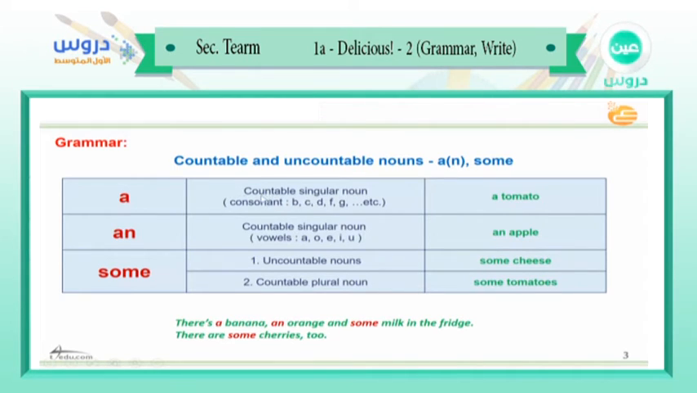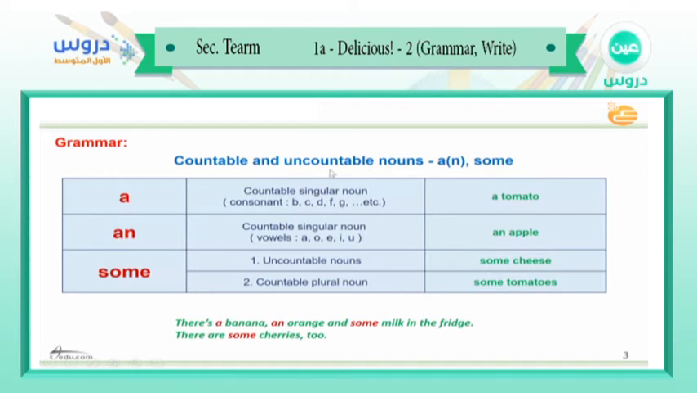When I say countable, maybe some of you will say, excuse me, what do you mean by countable and uncountable? Countable, I can count this thing. For example, I have 1 pen, 2 pens, 3 pens, 4 pens, and so on. I have 1 ball, 2 balls, 3 balls, 4 balls. I have 1 book, 2 books, 3 books, and so on.